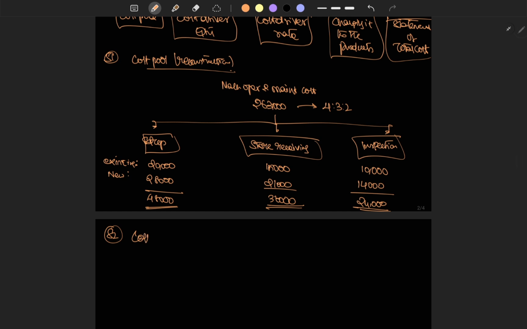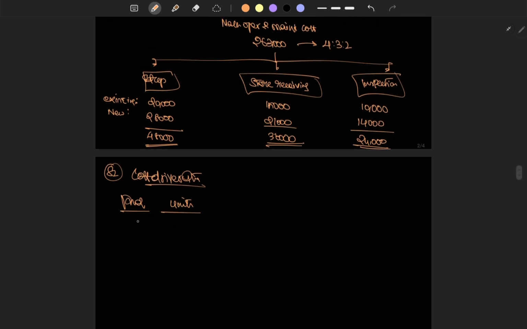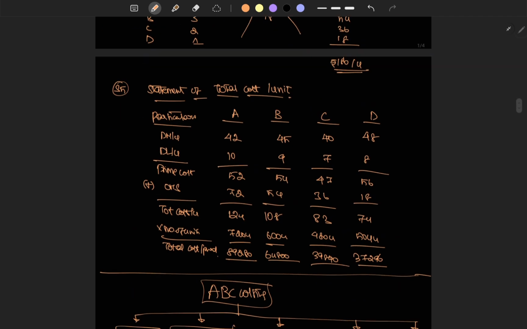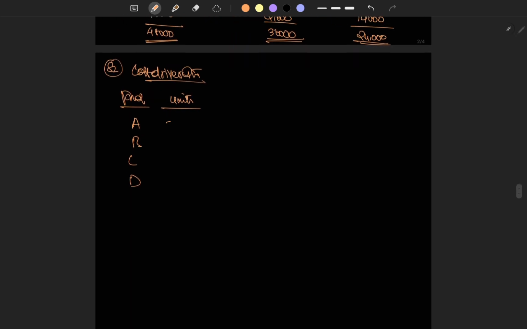Step 2, cost driver quantity. Since we are not given the cost driver quantity structure, we have to build it. So what's the product, what are its units? It's most important. A, B, C, D. How many units? 720, 600, 480, 504.